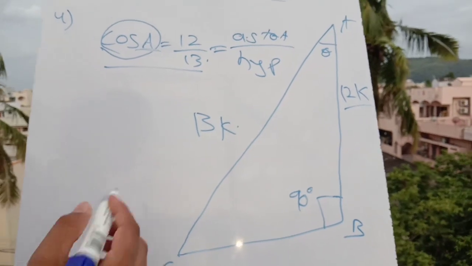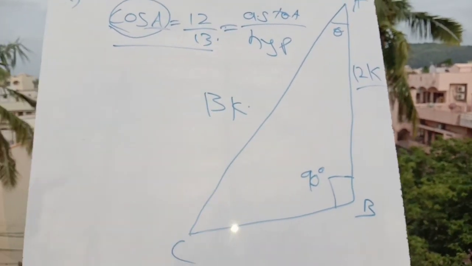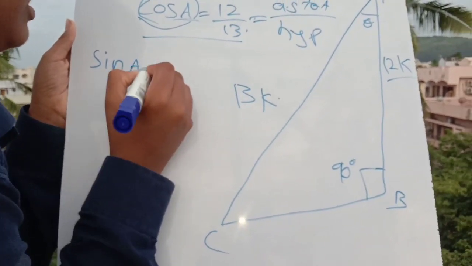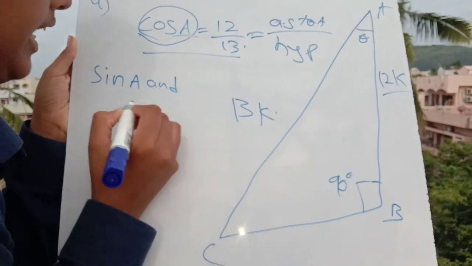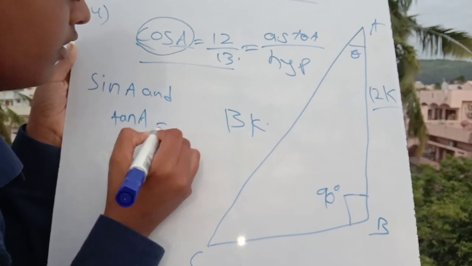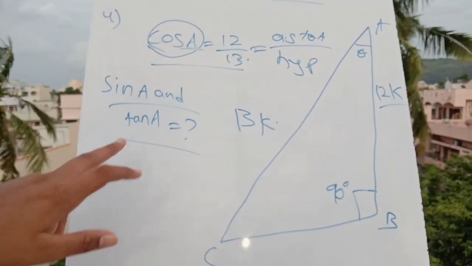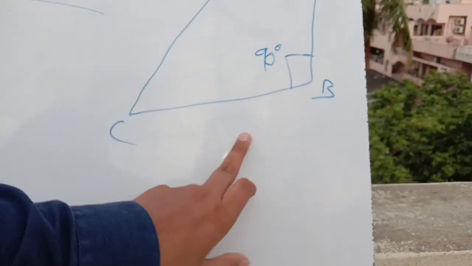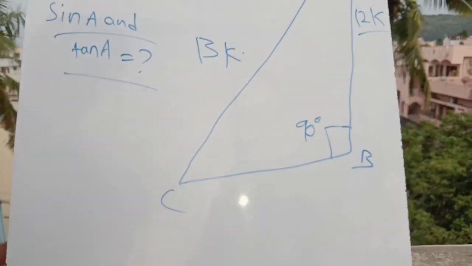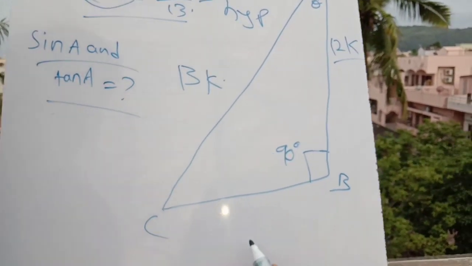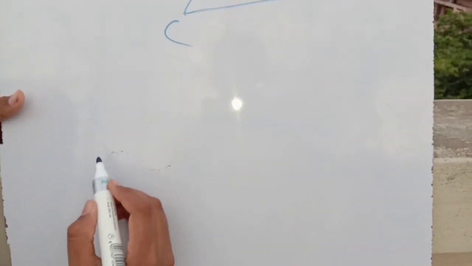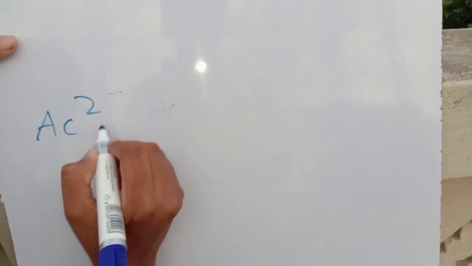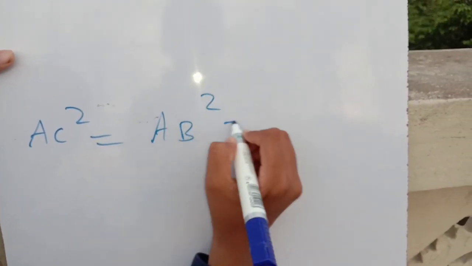So in order to find sin A and tan A, as asked in the question, we need to find the side BC. Let's find it by the Pythagoras formula. According to the Pythagoras formula, hypotenuse square is equal to side 1 square plus side 2 square. So AC square is definitely going to be AB square plus BC square.